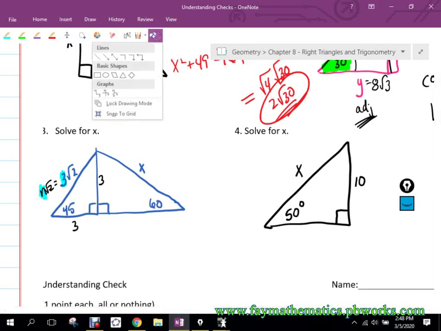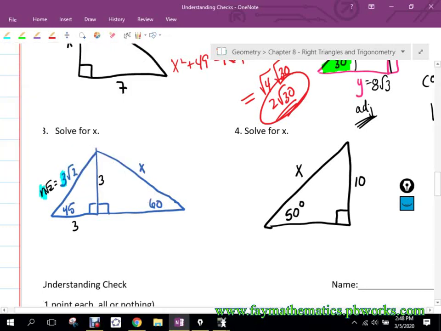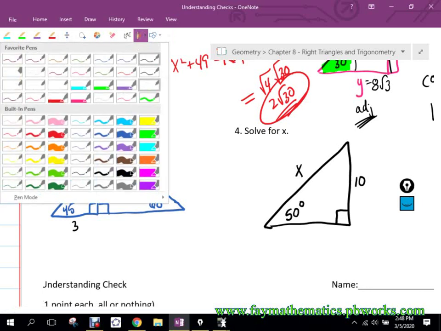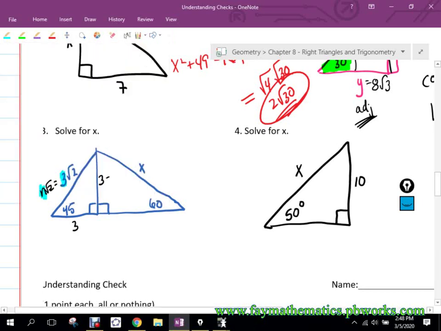And now working on the triangle to the right, isn't this my n radical 3 side? So then I'm going to come to the side, I'm going to say 3 equals n radical 3. I'm going to divide both sides by radical 3, and that's my n side. What do I need to do with this n side to get my hypotenuse?